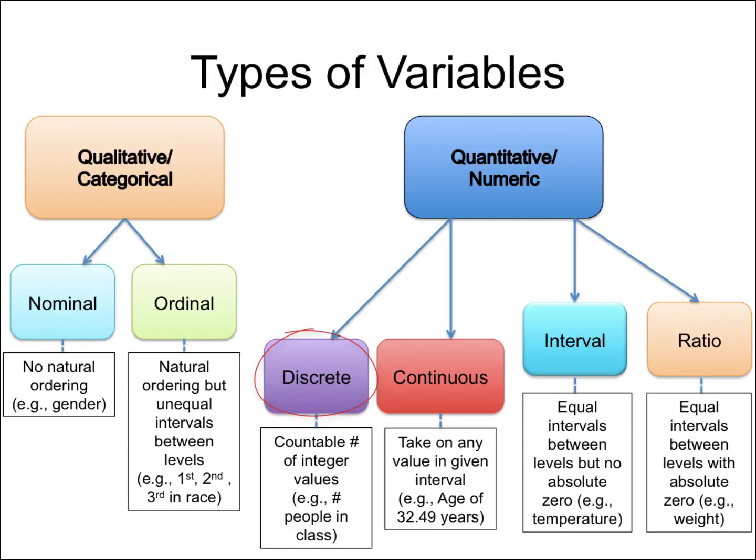Quantitative variables can be discrete, so they can take on a countable value, so for example, the number of people in your class. Or they can be continuous, where they can take on any value, so for example, age of 33.2 years. And in terms of scale of measurement, quantitative variables can be measured on the interval scale, where there are equal intervals between each level, but no absolute zero, so for example, temperature. Or these can be measured on the ratio scale, so there are equal intervals between each level with an absolute zero, so for example, weight or height. And most quantitative data is on the ratio scale.